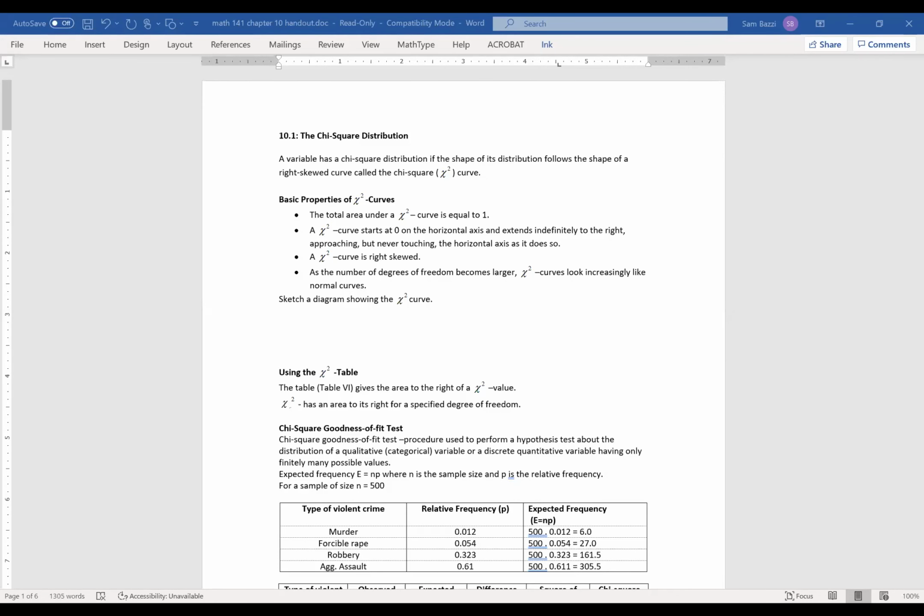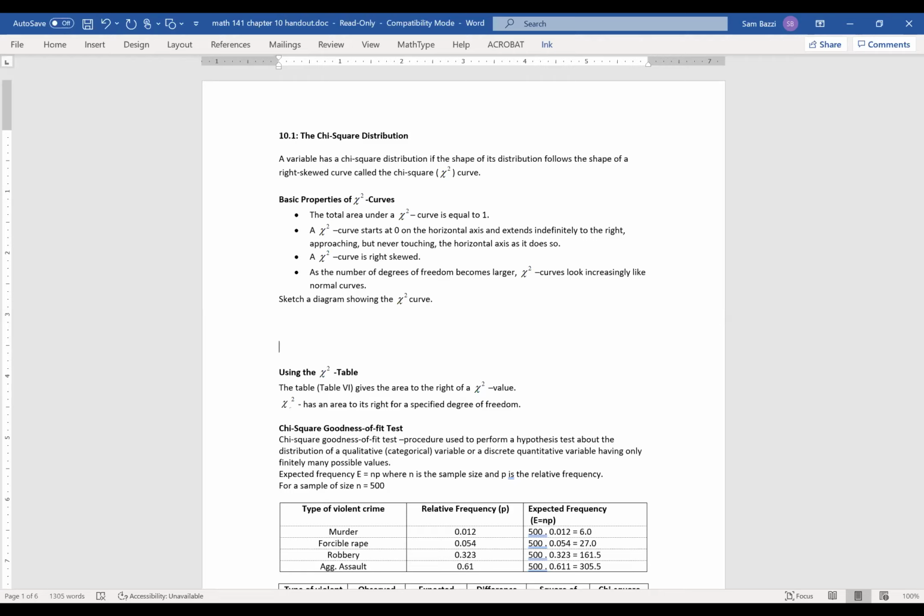So section 10.1, chi-square distribution. The shape of the curve, guys, you already understand. You just graph the curve and make sure that you do one that has a tail toward the right. Total area under the curve is equal to 1, as I said. You don't need to take those notes, guys, because you already received this handout. So I'm just going to fill in the blanks here. The chi-square curve starts at 0 on the horizontal axis and extends indefinitely to the right. As you can see, the tail approaches the x-axis, but it never touches it.